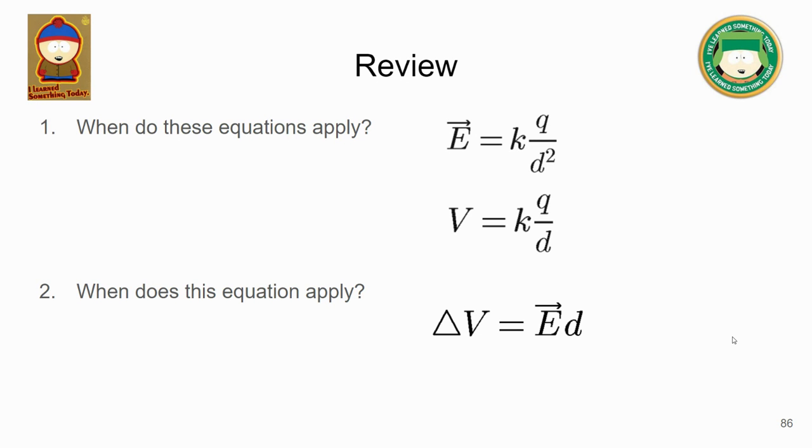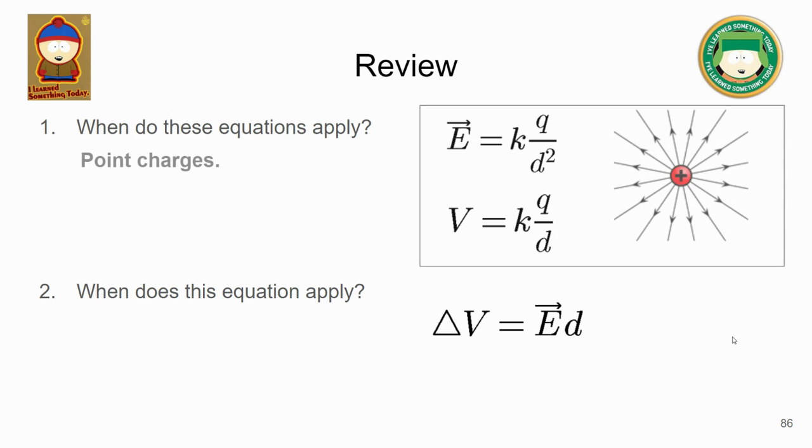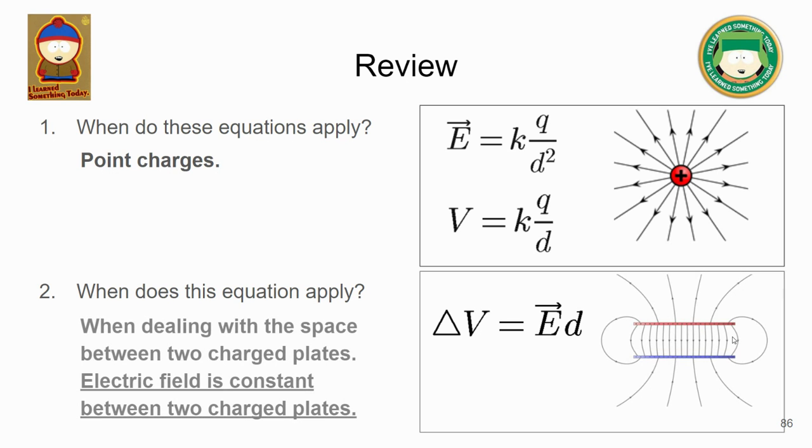So review questions. When do these top two equations apply? These apply when you've got point charges, and only when you have point charges. When does the bottom equation apply? Only when you have charged parallel plates. That gives you a formula relating the potential difference, meaning the voltage that is being put across those plates, to the electric field in the region between those plates, to the distance d separating the plates.